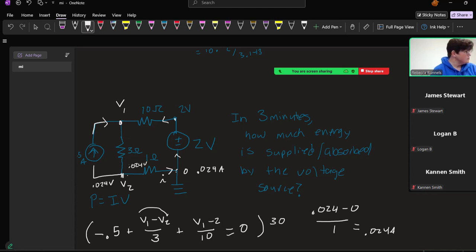So, does that answer your question? Kind of. Okay, now, if I needed to find the total power supplied in this circuit, I would need to find out the power supplied by the current source and then add the two of them together, if that was the question.